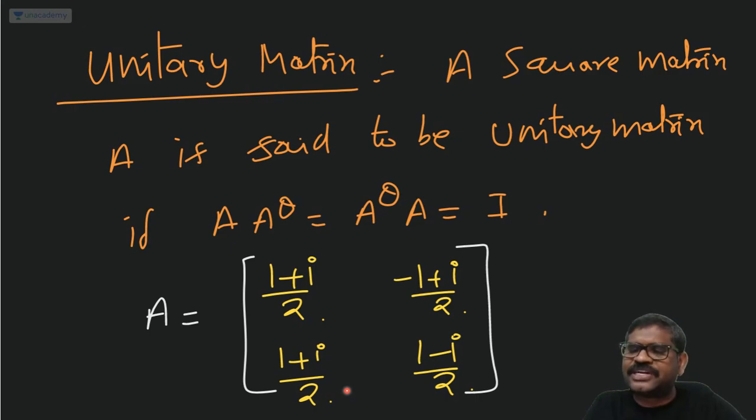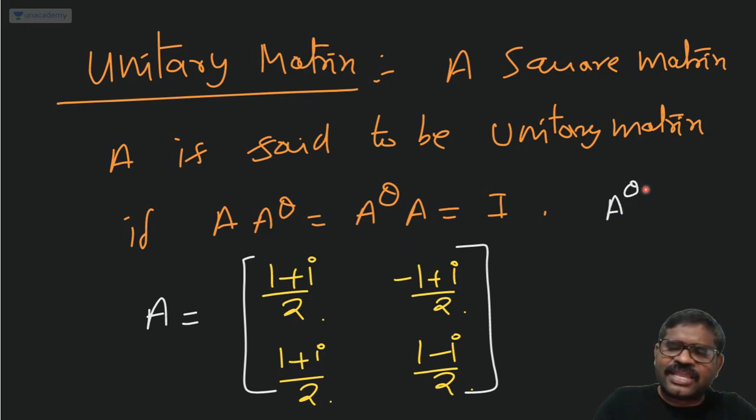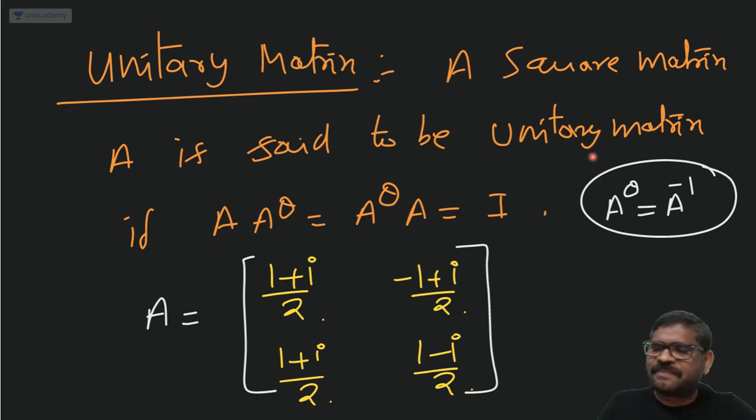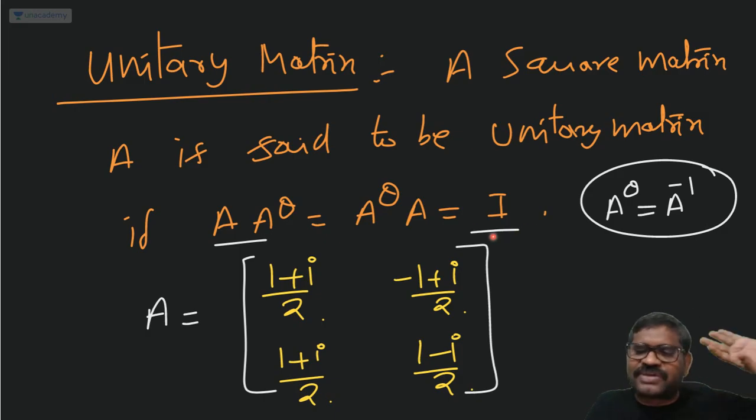100%, A^θ is A inverse in the case of unitary. The speciality of unitary and orthogonal is A into A^θ equals I. In general, in the definition of inverse, A into A inverse equals I. So A inverse equals A^θ automatically.